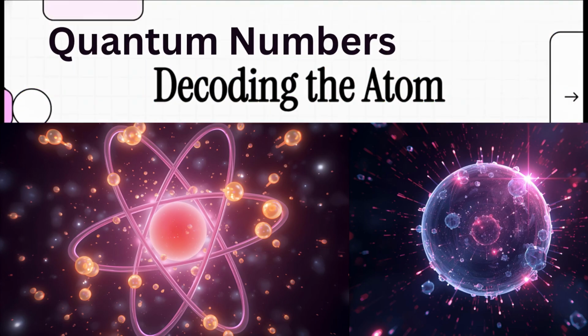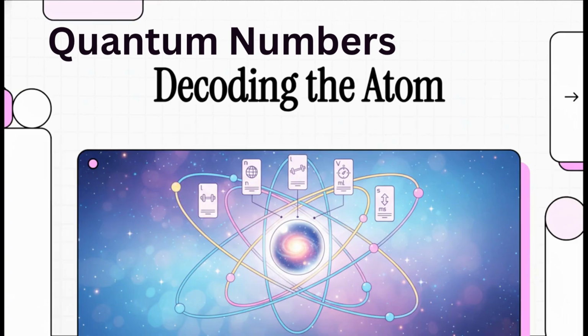If you really want to understand chemistry, I mean really get it, you have to learn how to speak the language of the atom. And guess what? That language is basically a secret code. It's written in something called quantum numbers. They are the key, the absolute blueprint for describing the weird, fuzzy, probabilistic world of the electron. And today, we are going to crack that code together.